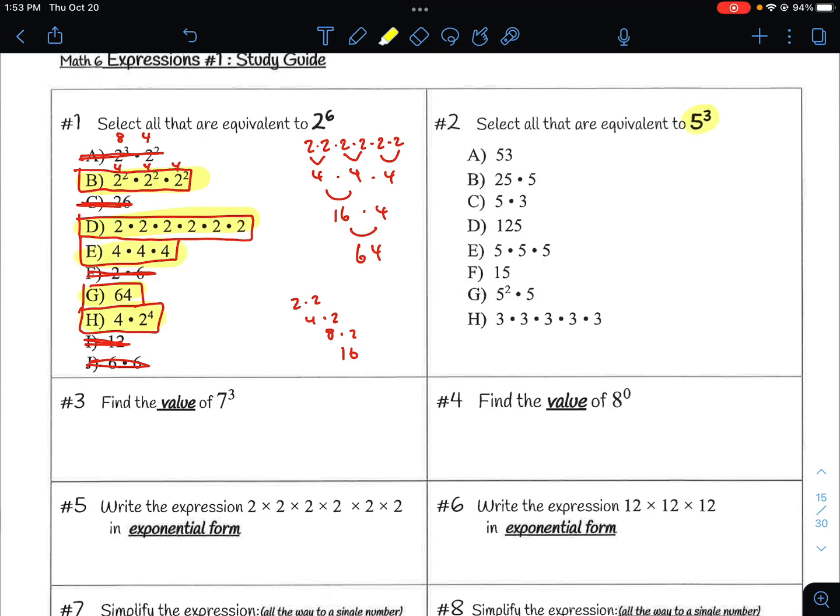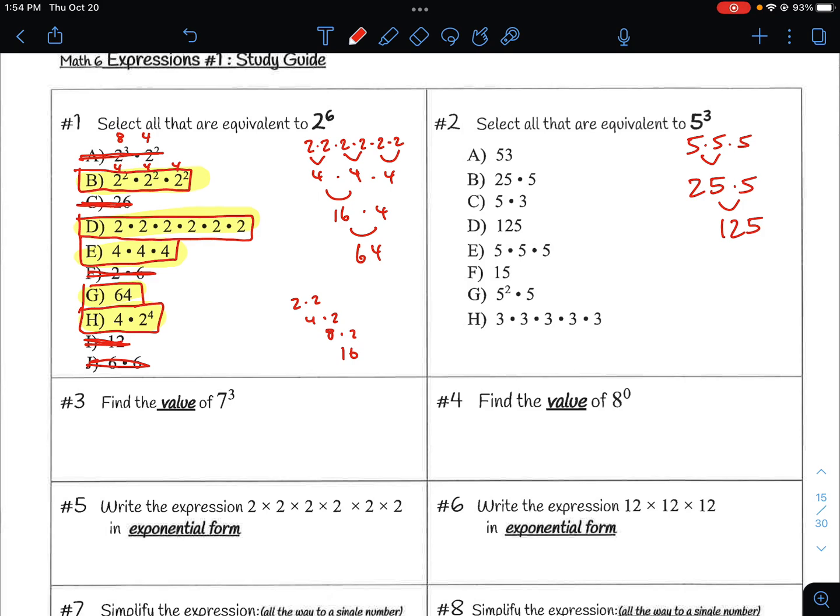Let's just take a look. Expressions that are equivalent to 5 to the 3rd power. 5 to the 3rd power is just 5 times 5 times 5. 5 times 5 is 25, and if you multiply that by 5, you get 125.